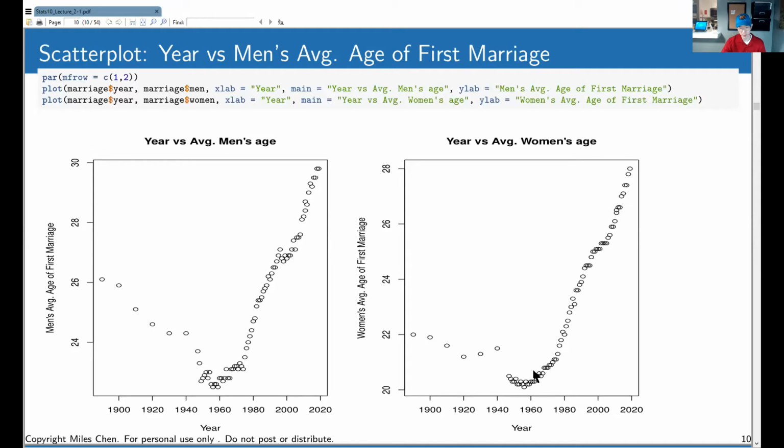We have something similar for women, but for women in 1890, the average age of marriage was around 22, and it seems to have gone down until around 1960, where the average age of first marriage looks to be around 20 years old, and then every year after that, consistently going up and up and up and up. Okay, and it's different in different populations and segments. So this is for the United States.